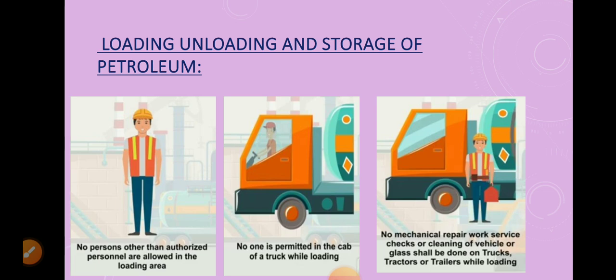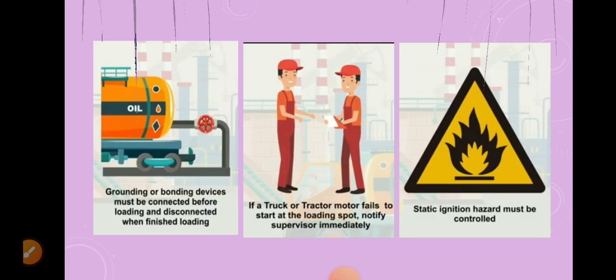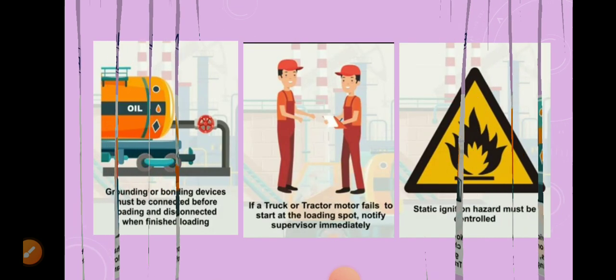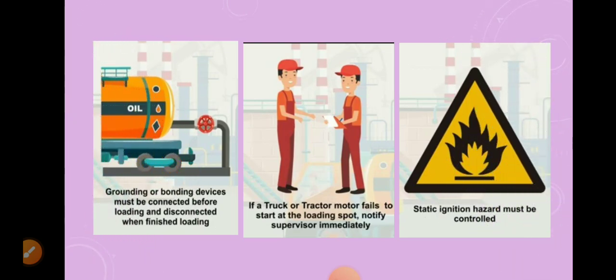And no mechanical repair work, services, checks, or cleaning of vehicle or glass shall be done on trucks, tractors, and trailers while loading. Grounding or bonding devices must be connected before loading and disconnected when finished loading. If a truck or tractor motor fails to start at the loading spot, notify supervisors immediately. Static ignition hazard must be controlled.